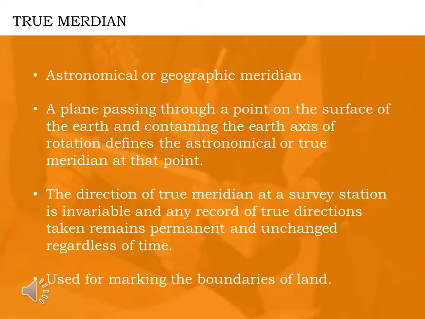A true meridian is a plane passing through a point on the surface of the Earth and containing the Earth's axis of rotation; it defines the astronomical or true meridian at that point. The direction of the true meridian at a survey station is invariable, and any record of true direction taken remains permanent and unchanged regardless of time. Also, it is used for marking the boundaries of the land.